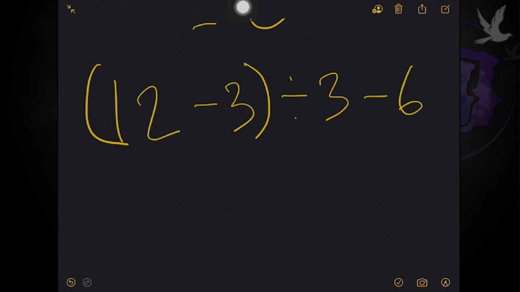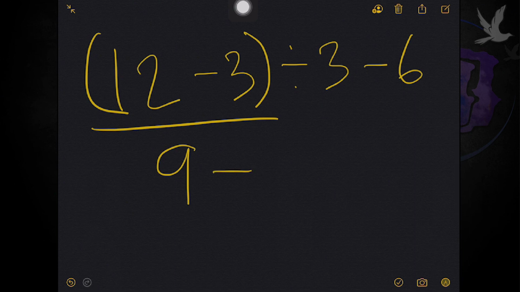Okay, so let's try to answer this now. I hope you will have the same answer. So if you notice, as a beginner, to avoid confusion, you should actually ask yourself the rules, no? Do you see any parentheses here? In this case, do you see any parentheses here? Yes, it's 12 minus 3. So 12 minus 3 will give you 9, which means you really have to do that first. 9 divided by 3 minus 6.